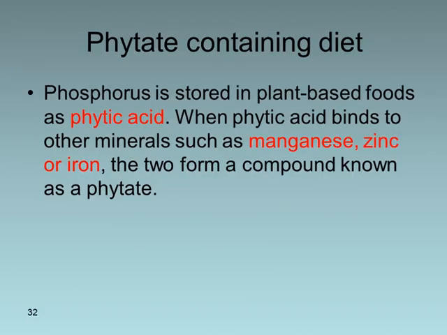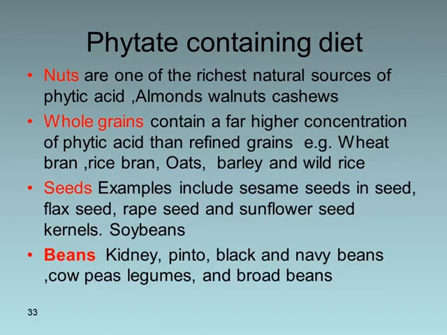What is phytate? To have an idea about phytate-containing diet, phosphorus is stored in plant-based food as phytic acid. When phytic acid binds to other minerals such as manganese, zinc, or iron, the two form a compound known as phytate. The phytate-containing diet includes nuts, whole grain, seeds, and beans.